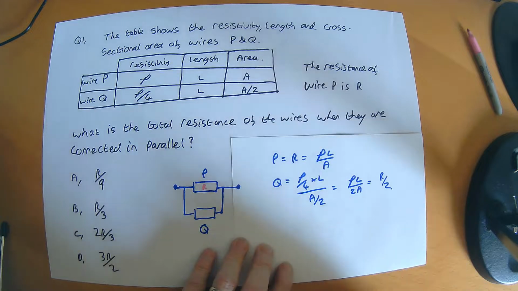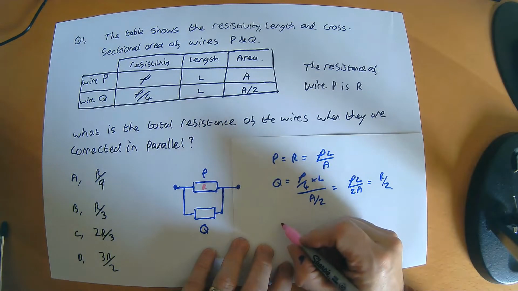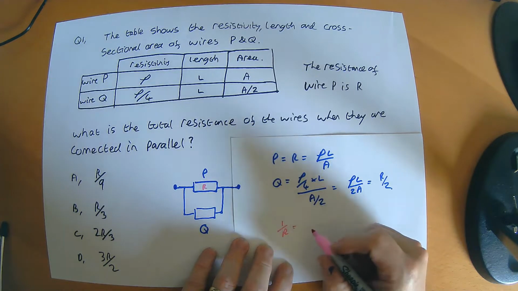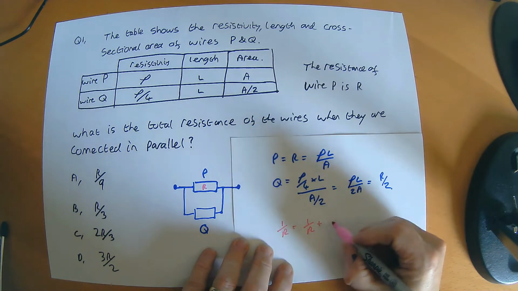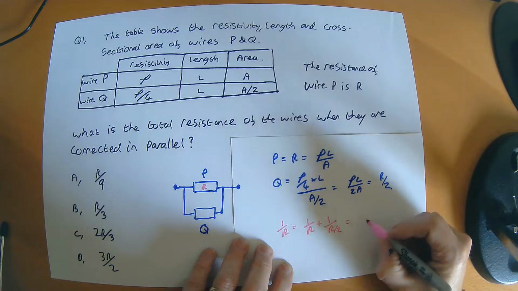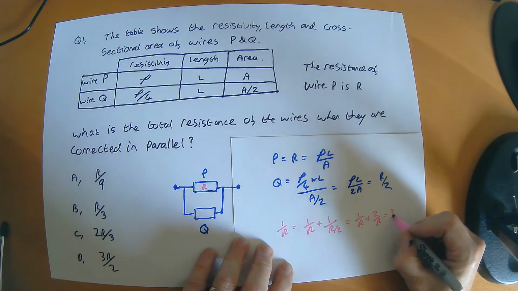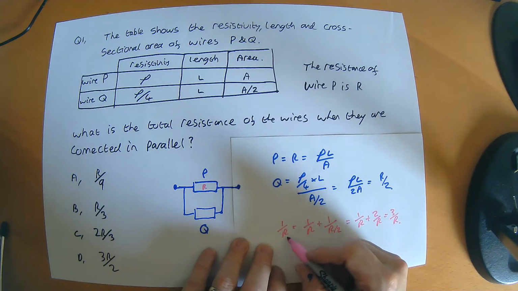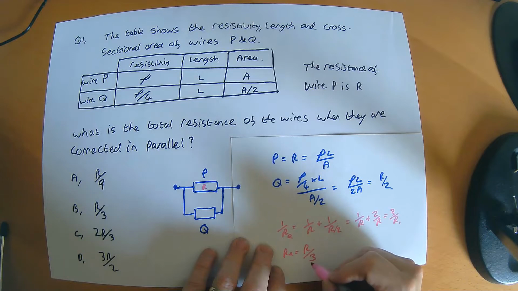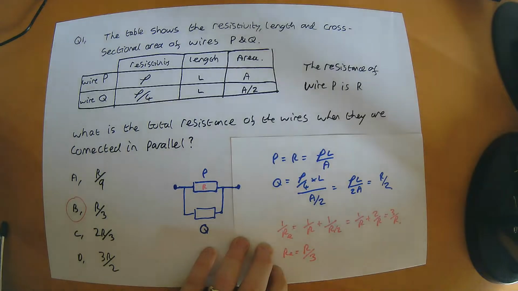over 2. That means that their combined resistance given by 1 over R equals 1 over R plus 1 over R over 2. That's 1 over R plus 2 over R, which is 3 over R. And so the equivalent resistance is equal to R over 3. And that's answer B.